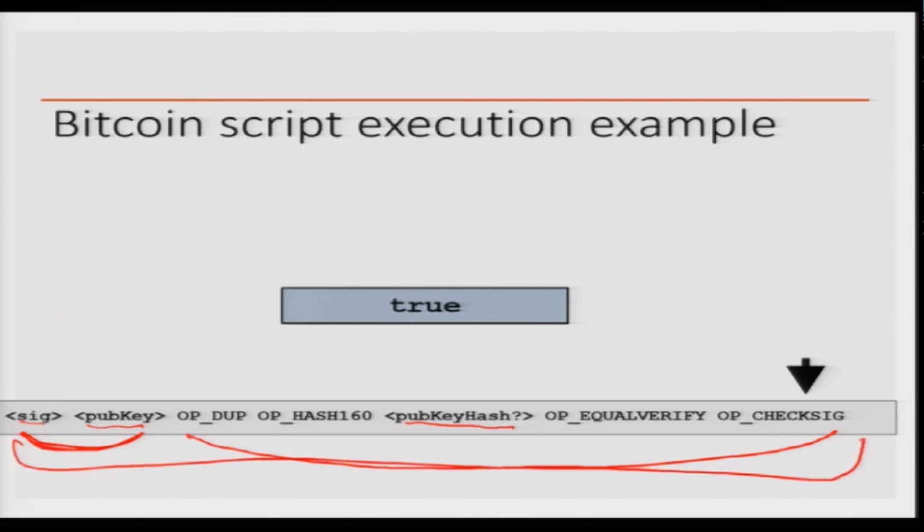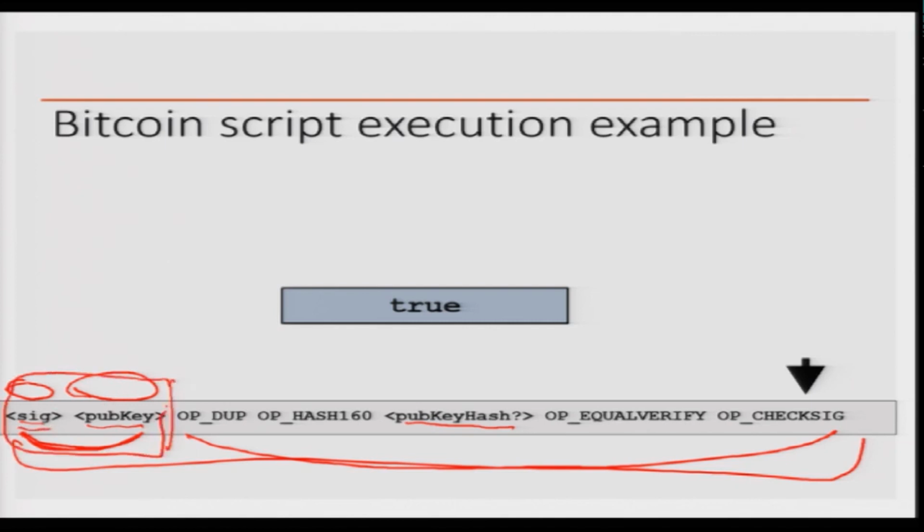Now, let us look at this a little bit more closely. The person who is spending the money gives a signature and gives his public key, because without the public key one cannot check the signature. Users can also check from other places, because the public key is public information, that this is indeed his public key. So, he puts the public key and signs with the private key.